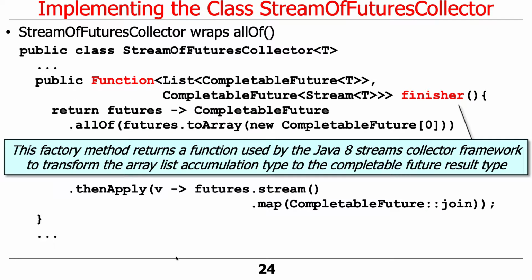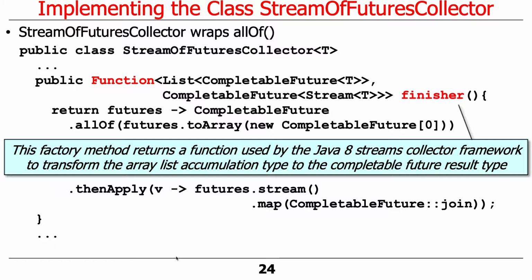And then finisher is the one that does the cool stuff. So this is a factory method that returns a function that's used by the streams collector framework to transform the accumulator, the array list, which is the accumulator type, into the completable future result type. So that's what this function will do.